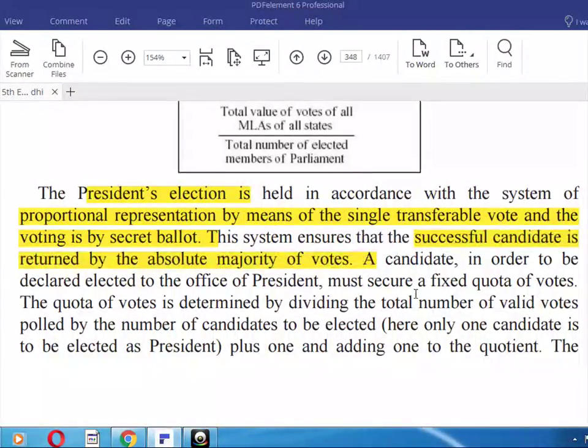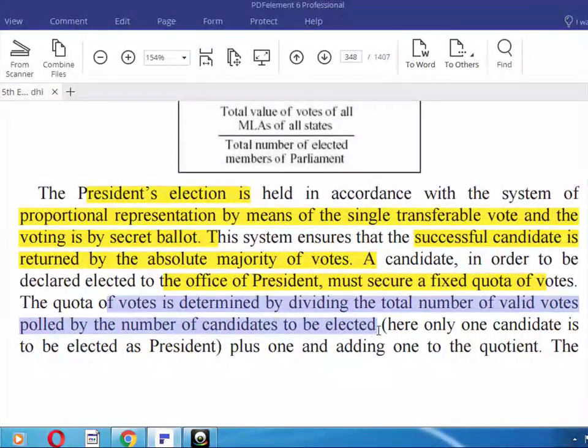A candidate, in order to be declared elected to the office of the President, must secure a fixed quota of votes. The quota of votes is determined by dividing the total number of valid votes polled by the number of candidates to be elected, plus one, and adding one to the quotient. Here only one candidate is to be elected as the President.